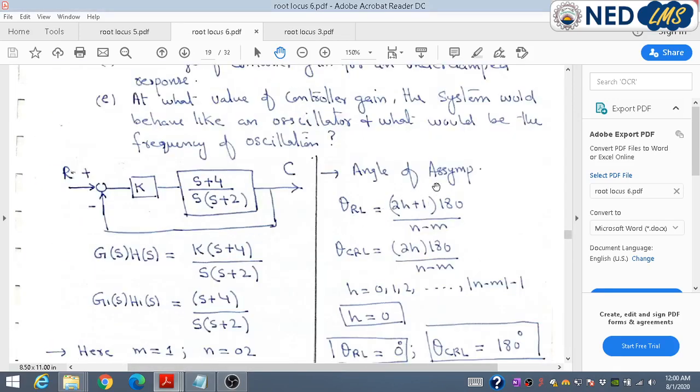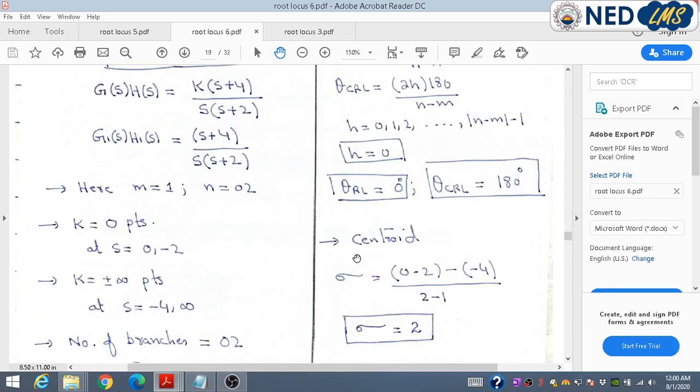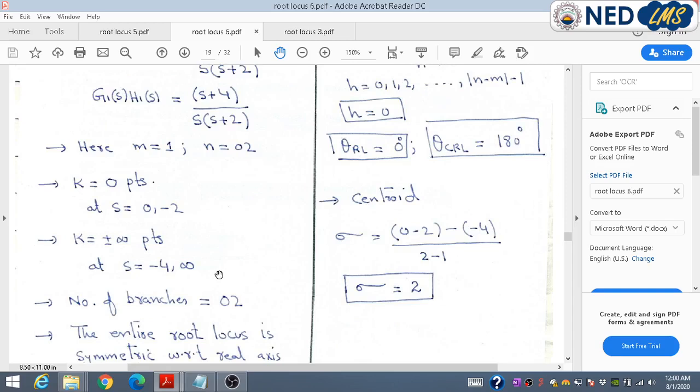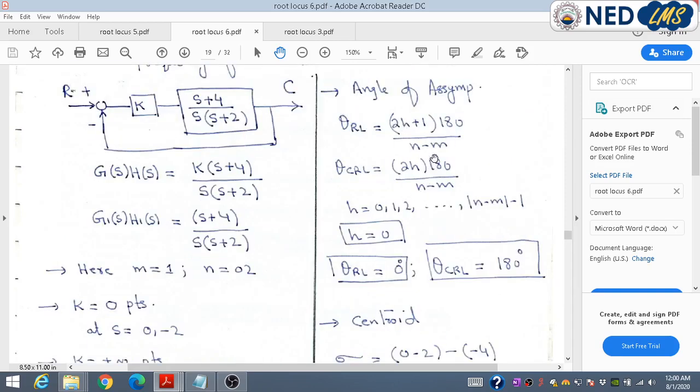The angle of the asymptotes can be calculated by making use of the formula of theta RL and theta CRL. Theta RL gives us information about k equal to positive infinity, which is the end point of a branch, and theta CRL gives us information about k equal to minus infinity, which is the start point of the branch. And we have already discussed that we have missed one piece of information about k minus infinity and k positive infinity, which comes out by using these two properties.